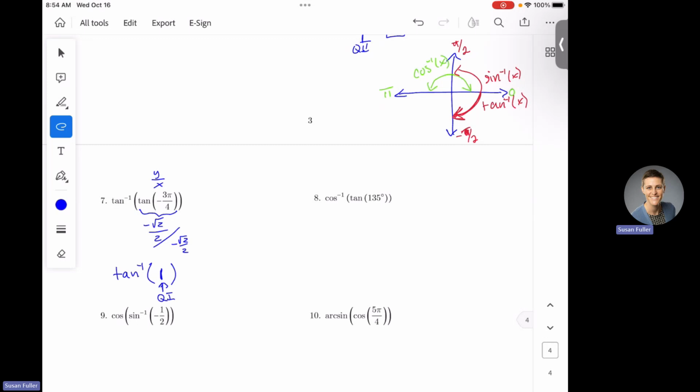Well, to get 1, I'm going to need something divided by itself. And you'll notice that y and x are only the same at pi over 4. So this is going to take us to positive pi over 4. That's in quadrant 1, so we don't have to worry about whether we're negatively rotating.